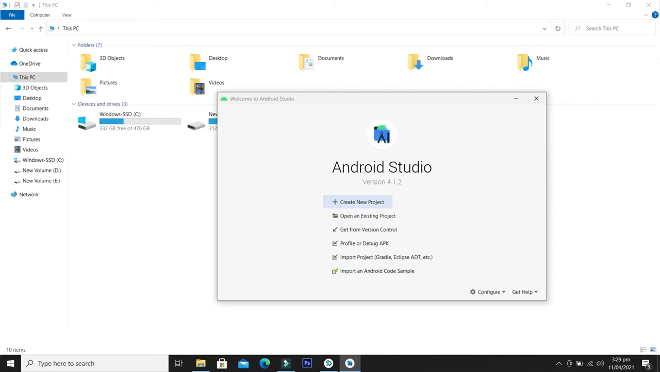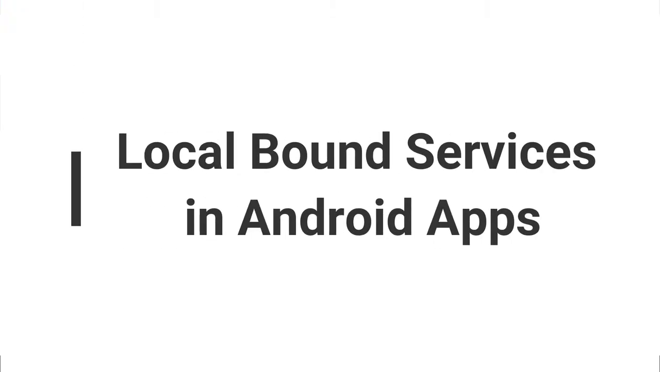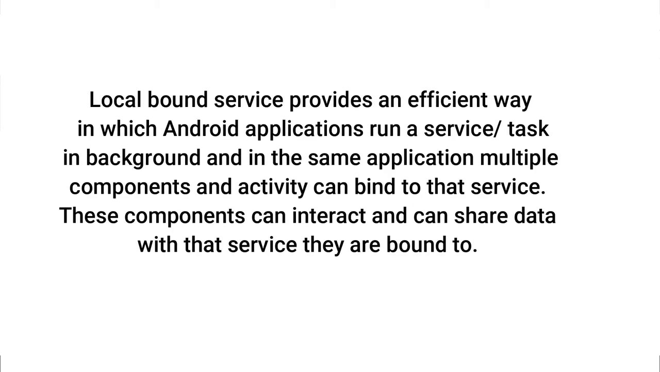In the previous video we learned about started services. In this video we will focus on local bound service. Unlike a started service, a local bound service provides an efficient way in which an Android application can run a service or task in the background, and in the same application multiple components and activities can bind to that service. These components can interact and share data with the service they are bound to. So stay tuned and watch the video till the end.